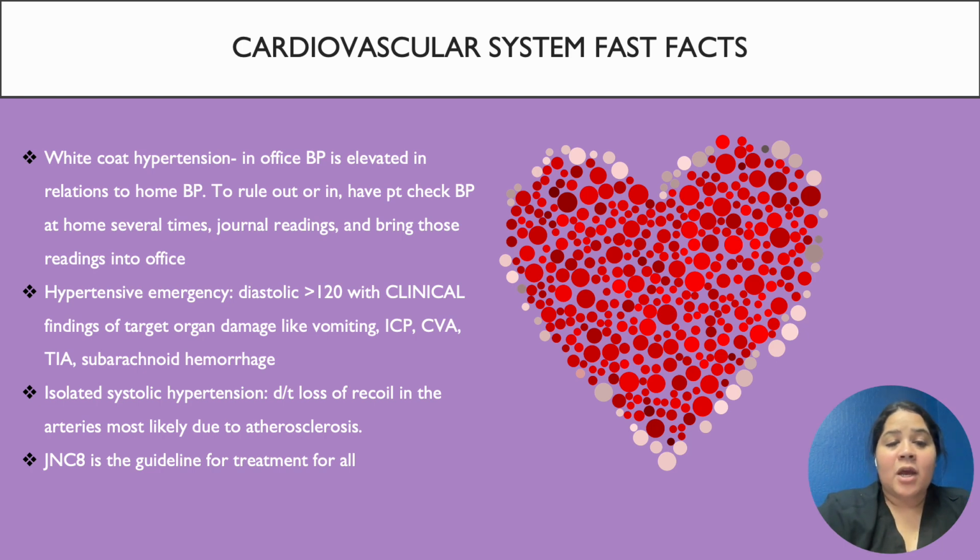JNC8 is an organization that sets guidelines for treatment for all, so it's important to remember this. JNC8 and AHA differ in their readings, but they do not differ in the medications that are recommended to be utilized for hypertension. Those medications will include your thiazide diuretics, your calcium channel blockers, your ARBs, and your ACEs. Be mindful that I did not include beta blockers in this list. That is not a first-line treatment for hypertension per AHA and JNC8.